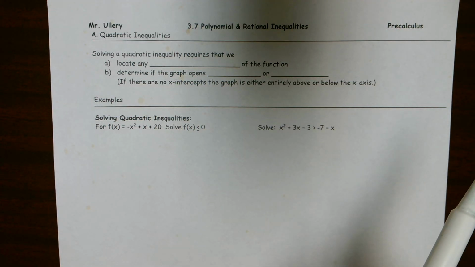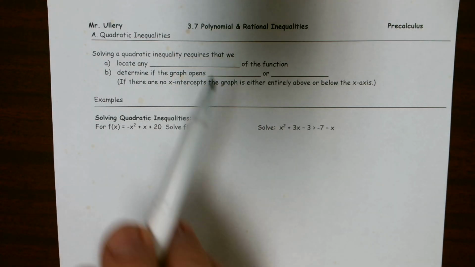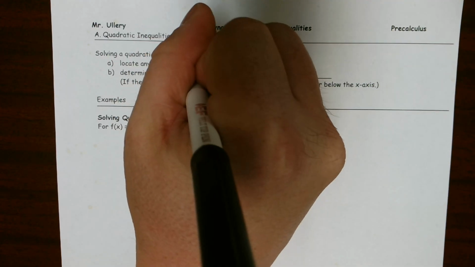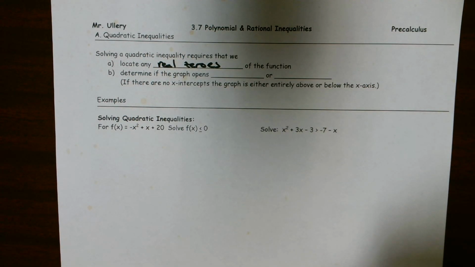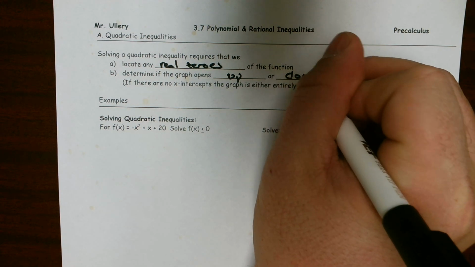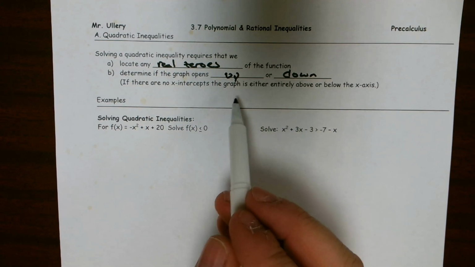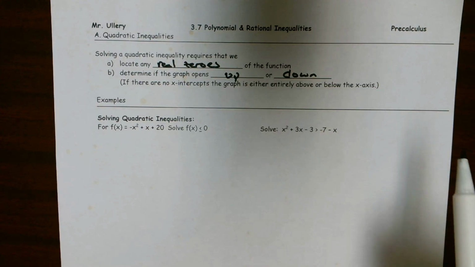Okay, so quick reminder about quadratic. When solving a quadratic inequality, it requires that first we locate any real zeros. Emphasis on real. We don't care about the imaginary ones because they're not on a number line. Then we need to determine if the graph opens up or down. And also, just a quick note: if there's no x-intercepts, then the graph is either entirely above or entirely below the x-axis.